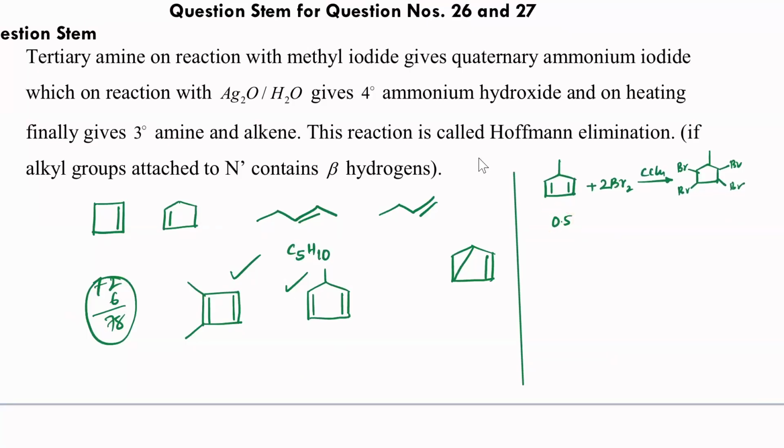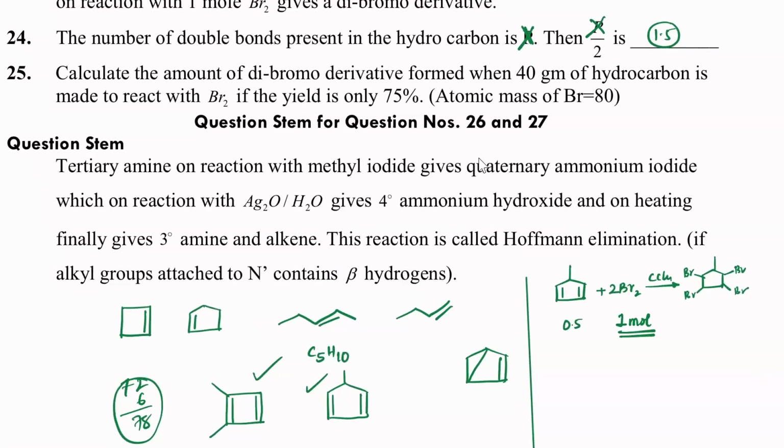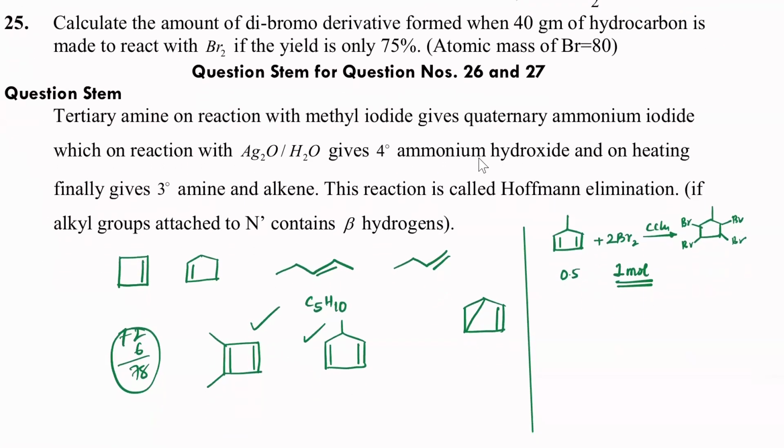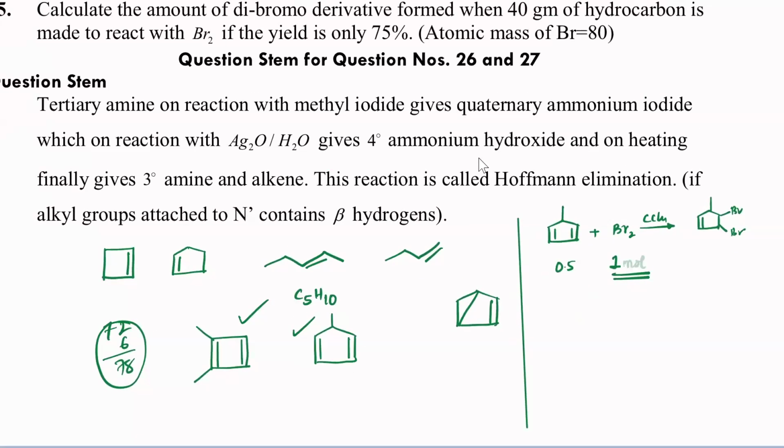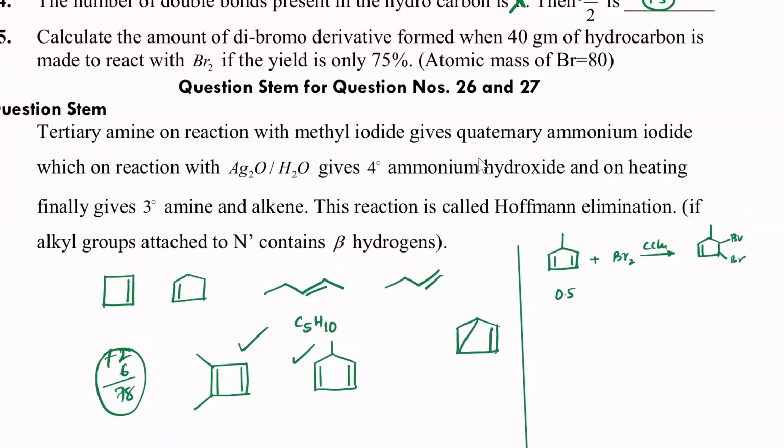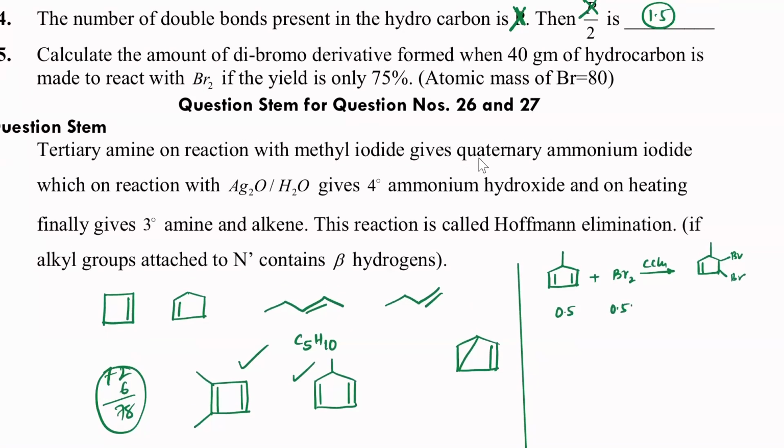So you can see for 0.5 moles how much is required. 1 mole requires 2 moles, so 0.5 requires 1 mole. So 1 mole of bromine is required, everybody. Clear? But the yield is only 75%. Okay. Calculate the dibromo derivative formed when, oh, sorry. We need to only make dibromo, not tetrabromo. Sorry, my mistake. So one double bond has to stay. We need to make only one bromination. So in that case, 0.5 requires only 0.5 moles. So 0.5 moles of bromine is required. Okay.